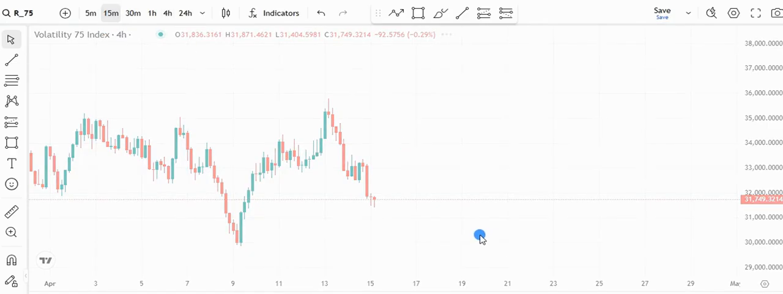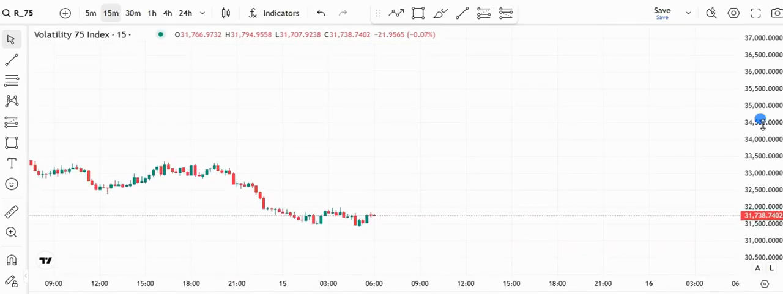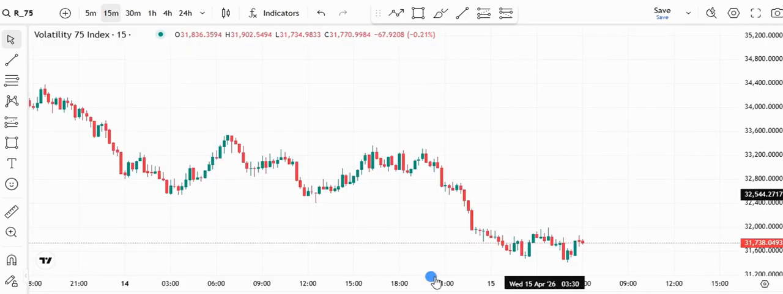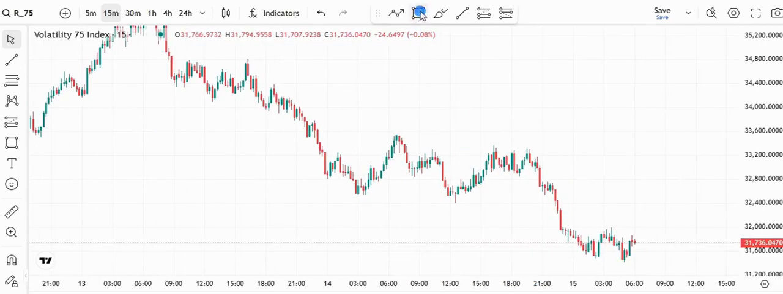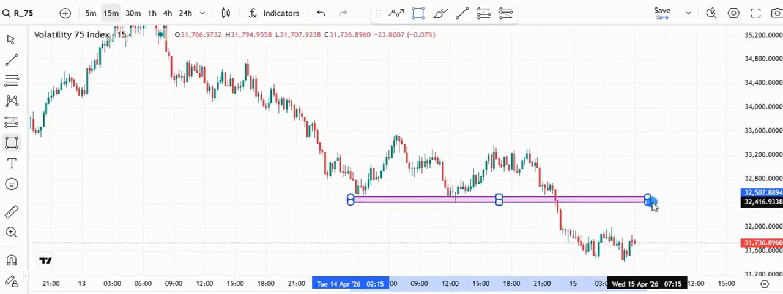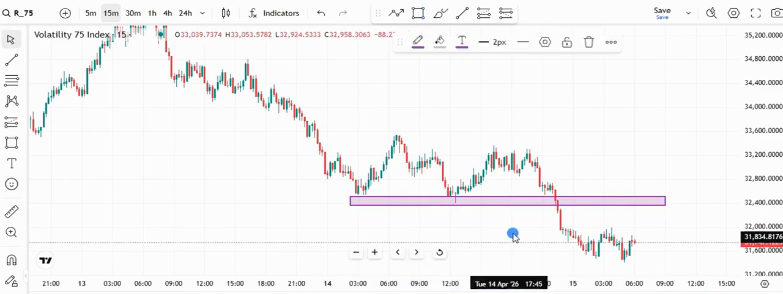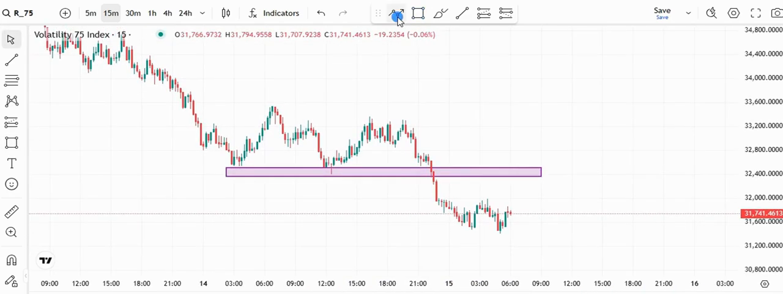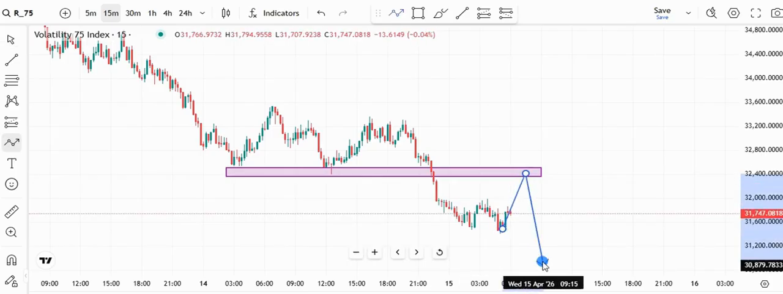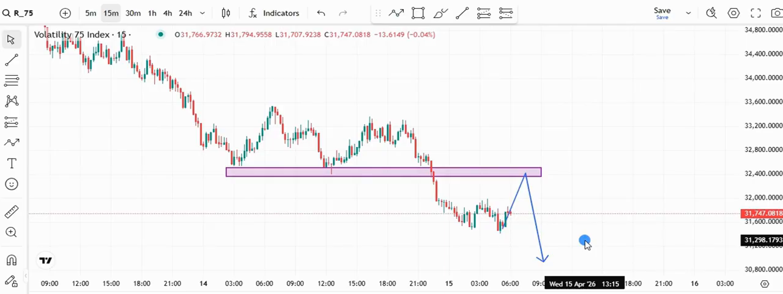So let's first see what's happening on the 15-minute chart, where we actually determine what we'll be doing on this. We actually have a level here. You know what I just said? I said we can pull back to this level. The market actually chose to pull back to this level, going bearish. But overall, I'm still very much bearish on Volatility 75.